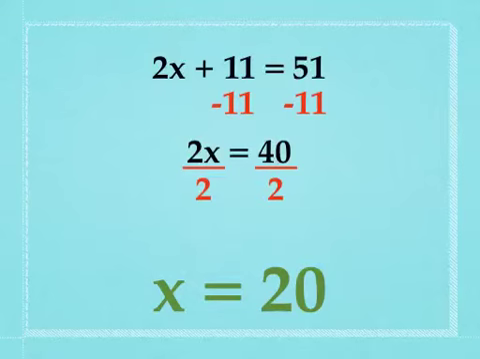Just like when we were solving one-step equations, you're going to want to go back and check your answer. So I'm just going to do this mentally, and I'll talk you guys through it as I'm doing this. So I need to substitute 20 in for x, which would give me 2 times 20, which is 40, plus 11 equals 51. Well, 40 plus 11 is 51, so 20 is the answer for x in this equation.